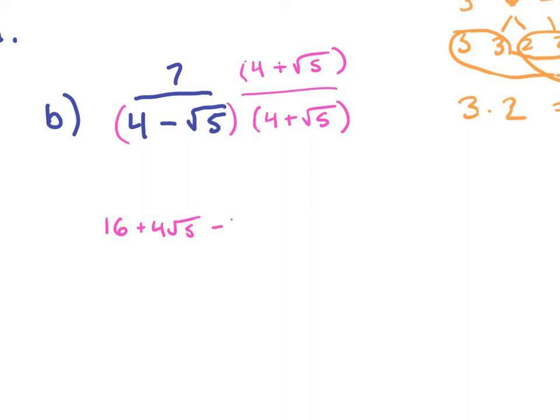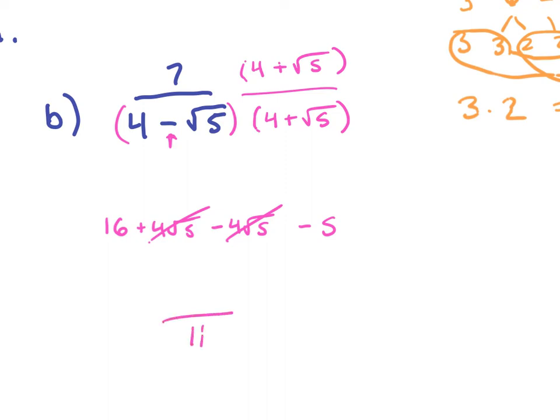Negative square root 5 times 4? Negative 4 square root 5. And negative square root 5 times square root 5? Awesome, negative 5. Because the negative is there. But yeah, remember, square root 5 times square root 5 is 5. How can we simplify the bottom? Cancel out the square roots in the middle. And can we simplify anything else? What's 16 minus 5? 11. So we get 11 in our denominator.